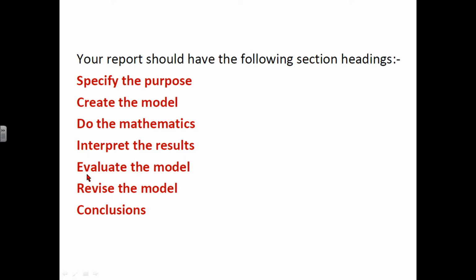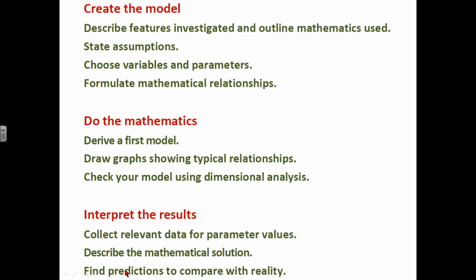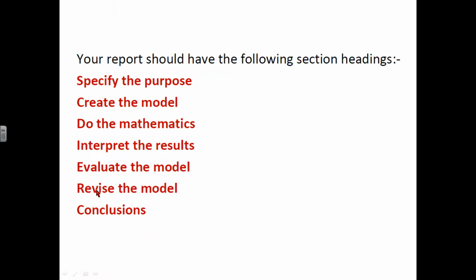And evaluate the model. Number 5. Revise the model. Number 6. And conclusions. Number 7. So we must have those section headings, and they must be written out using those terms. Create the model, do the maths, interpret the results, and what's the next two? Evaluate the model and revise the model.